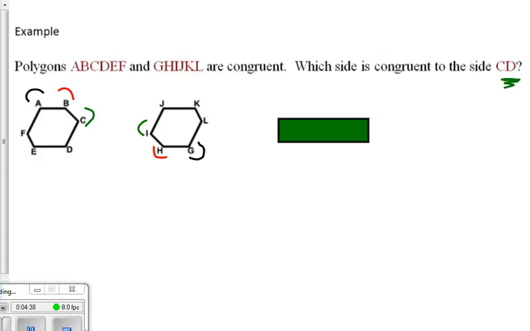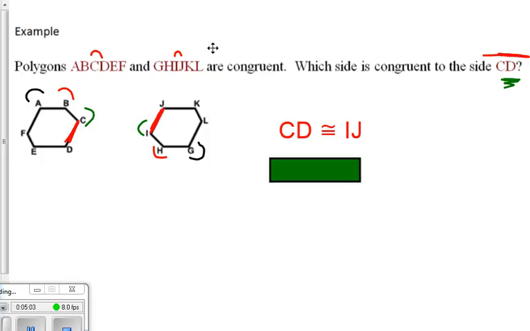Now that we know that we're flipped over, we're trying to match this side CD. CD is these two right in the middle, so we know that it has to be these two right in the middle. If we flipped things around and got everything into their place, it would actually be this side over here. So we would have to say that CD is actually congruent to IJ. IJ is the side that's going to be congruent there.